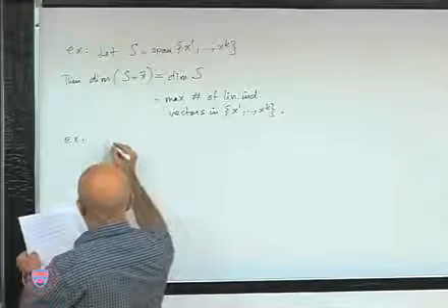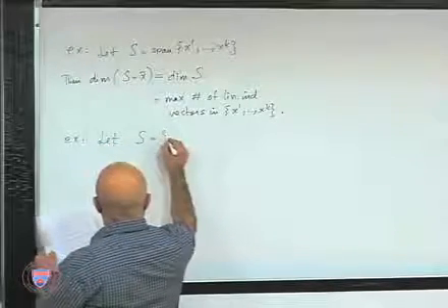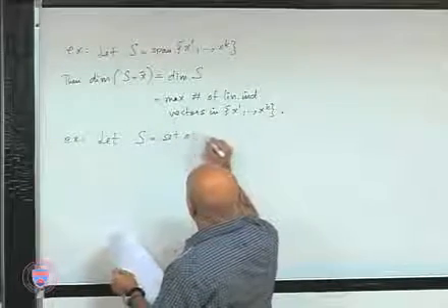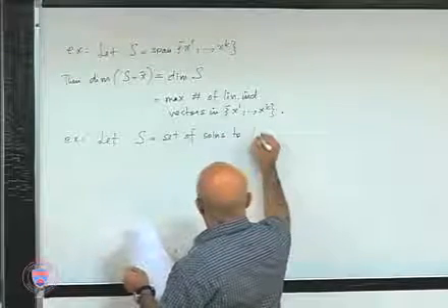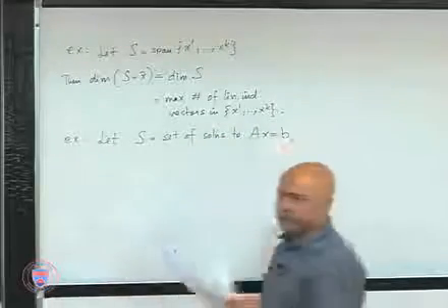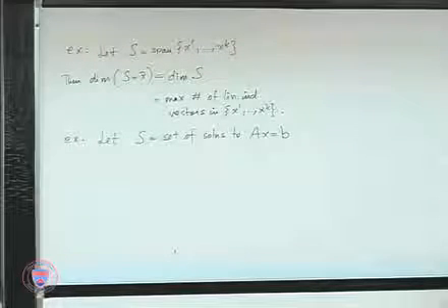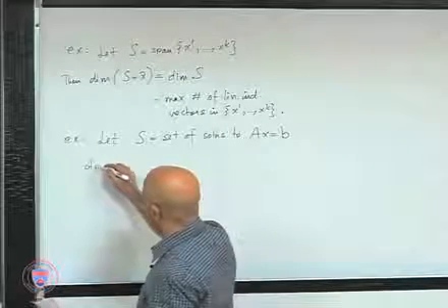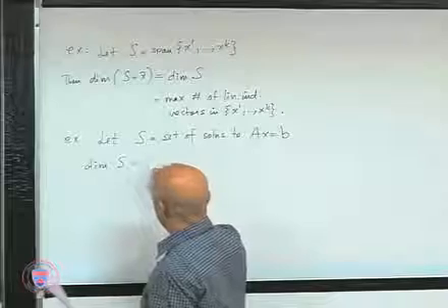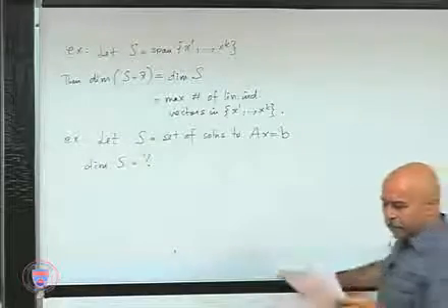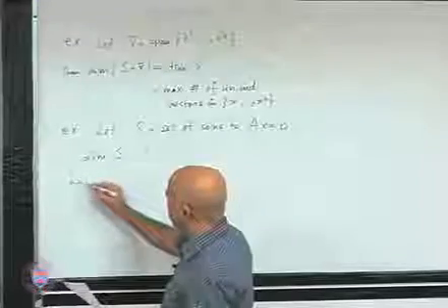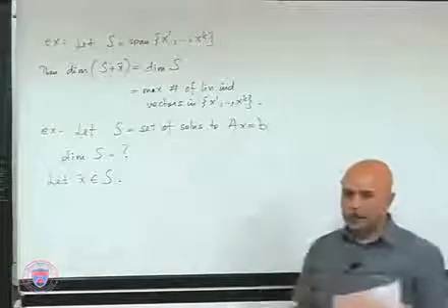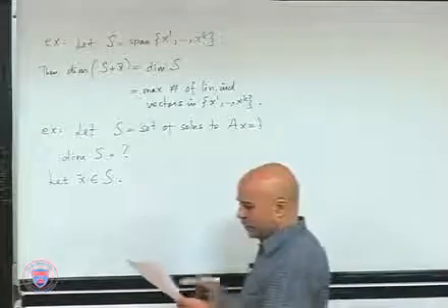Another example. Suppose S is the set of solutions to Ax equals b. So any x that satisfies Ax equals b goes into S. What's the dimension of S? To answer that, I'm going to pick some point which is a solution to Ax equals b. So x bar is in S.